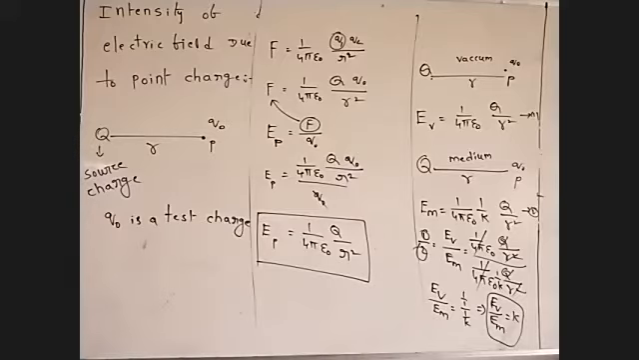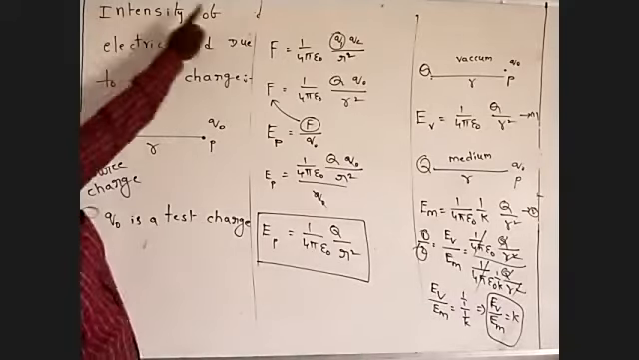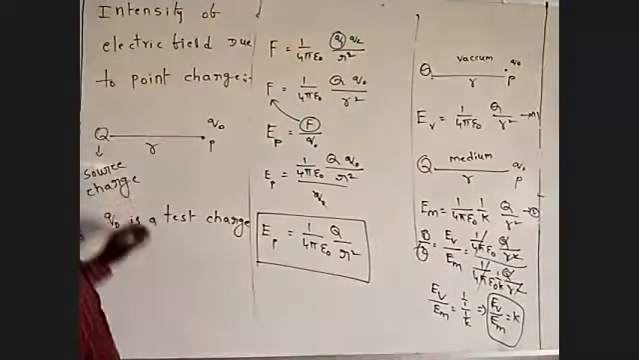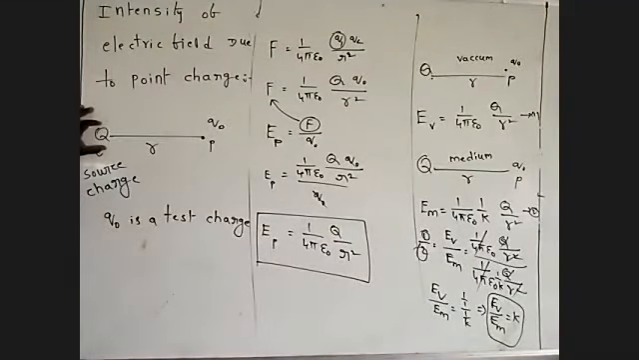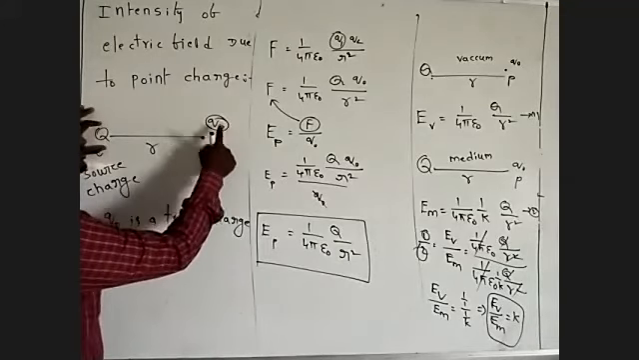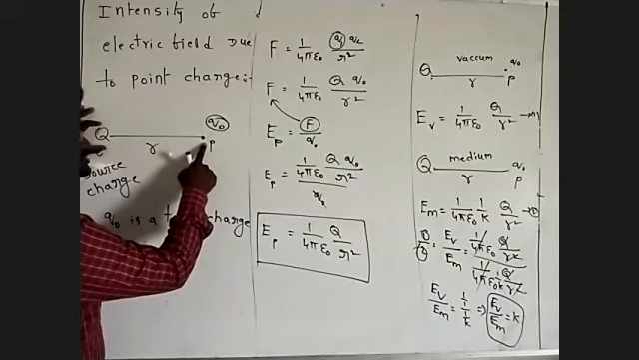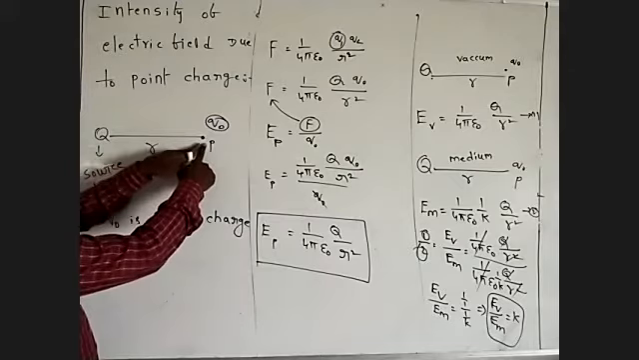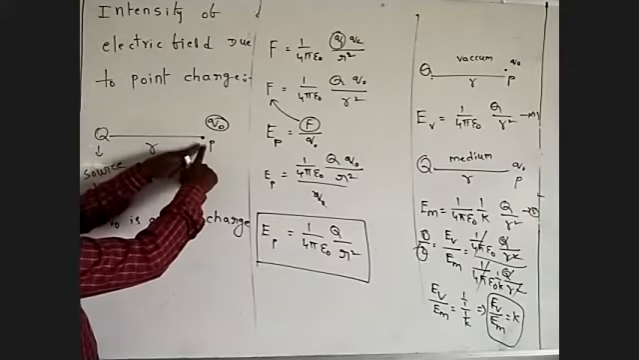That is a relation: intensity of electric field due to a point charge. This is a capital Q. This is a point P. This is a test charge, kept at this point. So we have to calculate the intensity of electric field at this point.